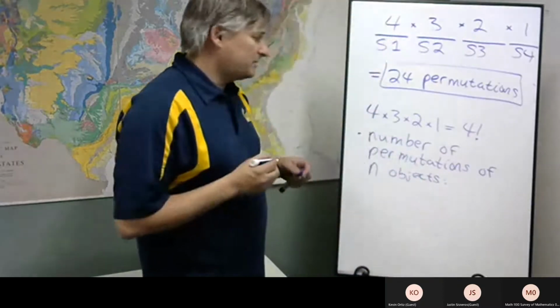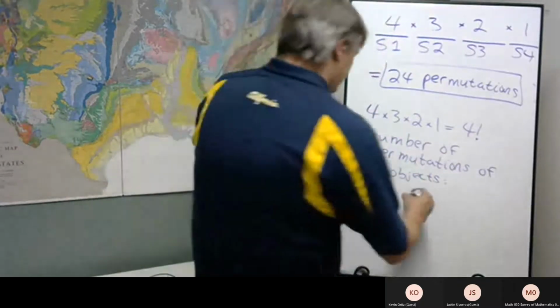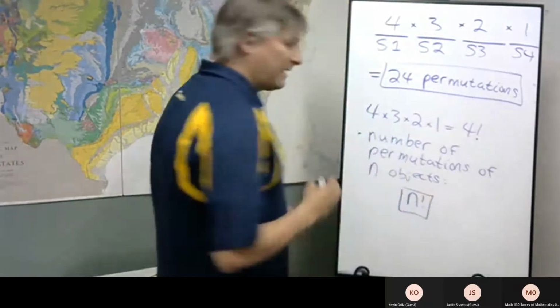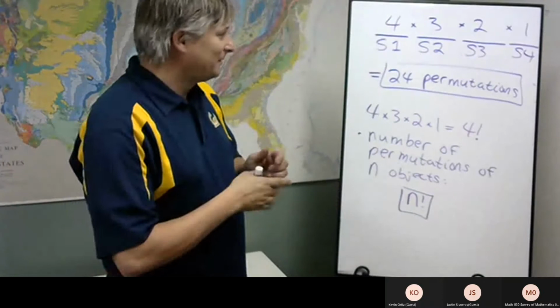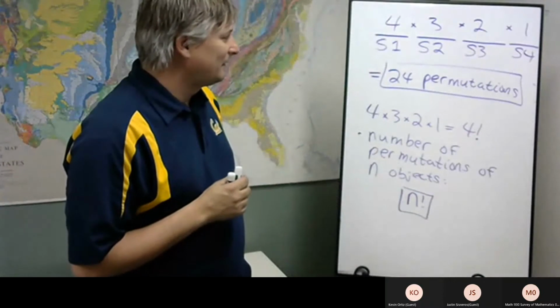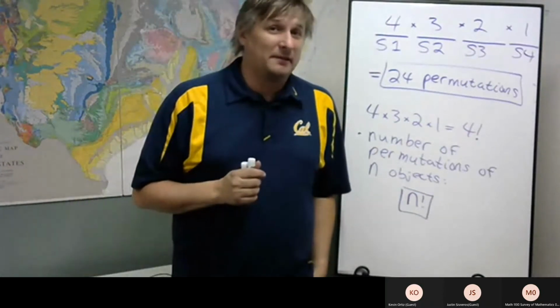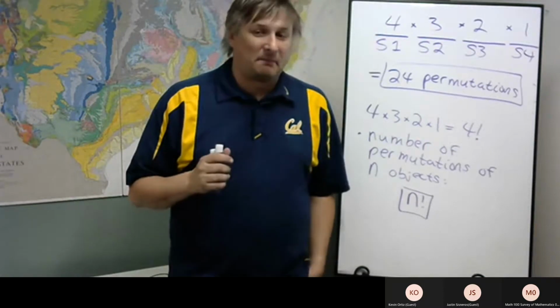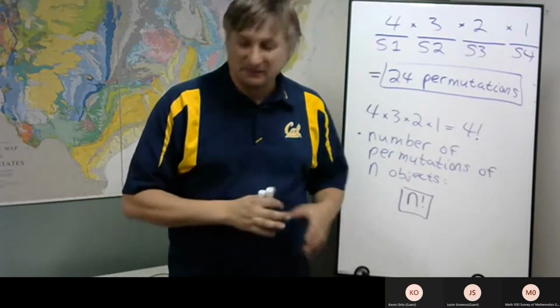So the number of permutations of n objects is n factorial. Questions about that? All right, well, take that as a good sign.